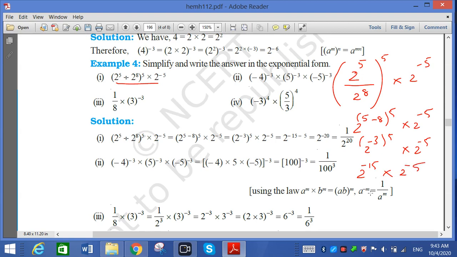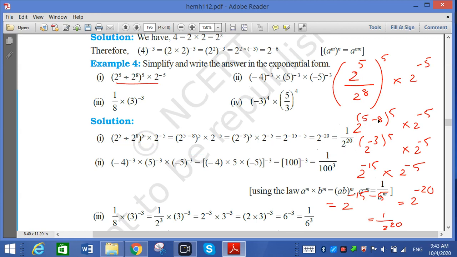Again multiplication. In multiplication what do we have to do? Addition: minus 15 minus 5, that is 5 to the power minus 20. So if I remove this negative power, I have to write 1 upon 5 to the power 20. So in one step they give the answer 1 upon 5 to the power 20.